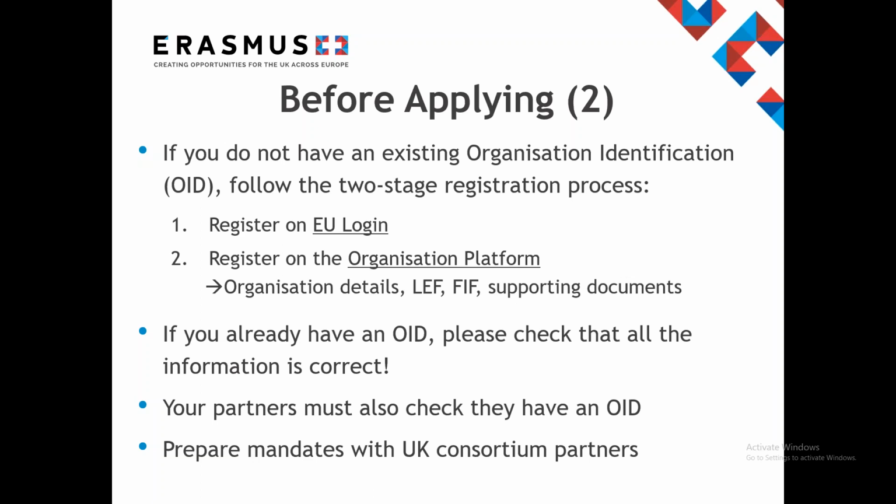Finally, if you want to apply as the coordinator of a national mobility consortium, you will also need to download the partner mandate templates from our website and have each of your UK consortium partners complete them. Each partner mandate must be signed by both parties. Please make sure that all the information, such as the name of the organisation, address and legal representative on the partner mandate, is identical to the information in the application form. If there are any inconsistencies, partner mandates will not be accepted by the UK National Agency. For further guidance on registering your organisation, please visit the Before You Apply section of our website.